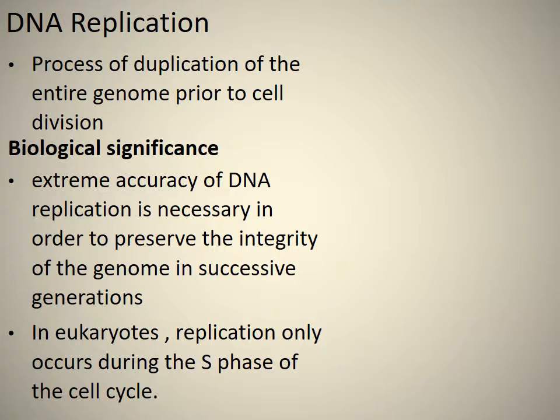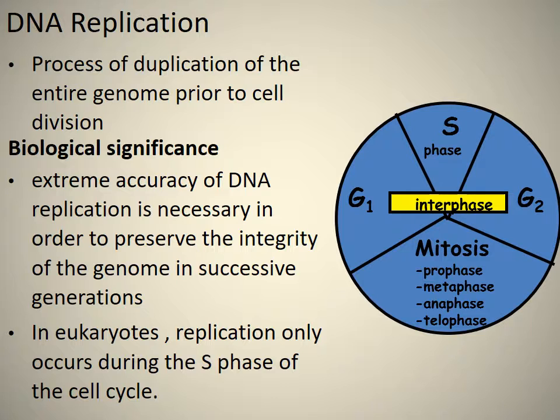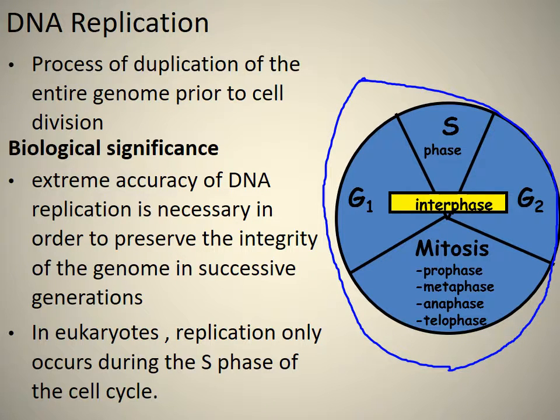So if we take a look at DNA replication, the process of duplication of the entire genome prior to cell division. So if we take a look here, this is the cell cycle. This whole thing here, we have different phases. We know that a cell goes through its own life cycle, and it will divide at some point. Now we know that G1, S phase, G2 phase are all the different phases of interphase, and then when a cell is ready to divide, it'll go through PMAT, prophase, metaphase, anaphase, and telophase.